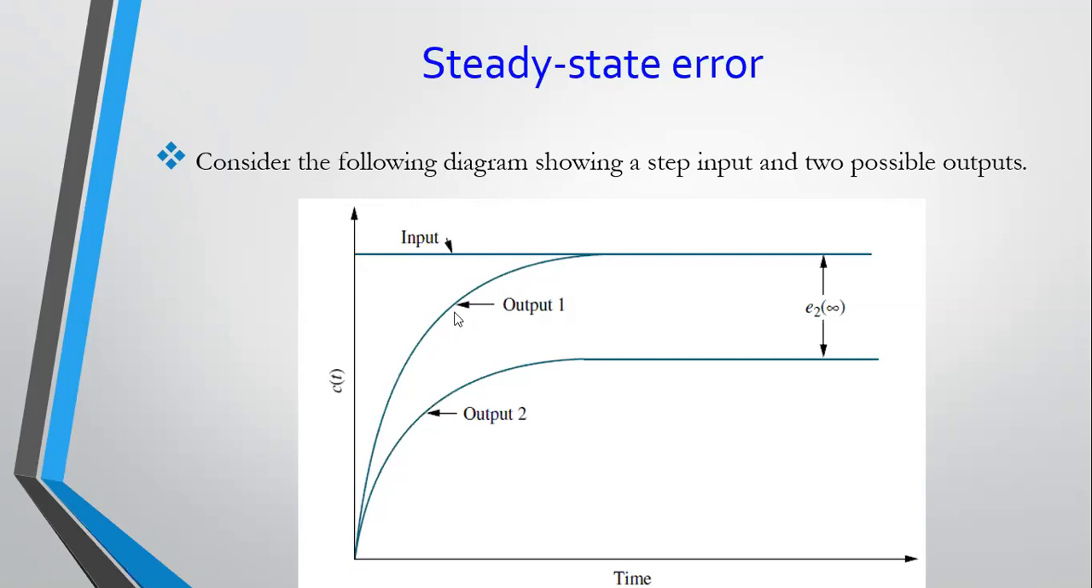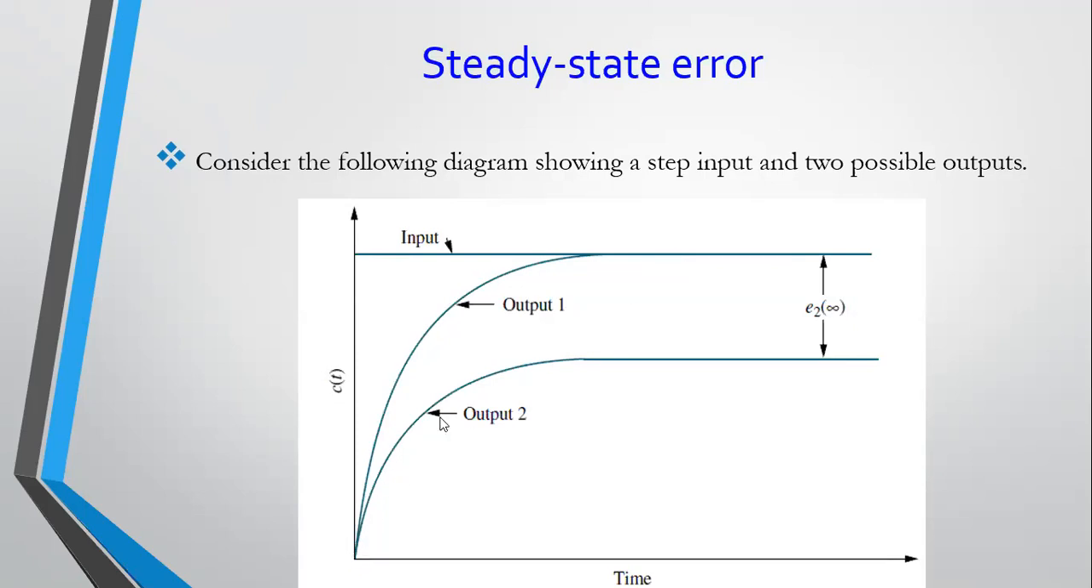So in this case, output 1 shows the transient part, where the output is still changing, and it has died off. We find the output matches exactly the desired input. So in this case, the error is 0, because the output is equal to the input.